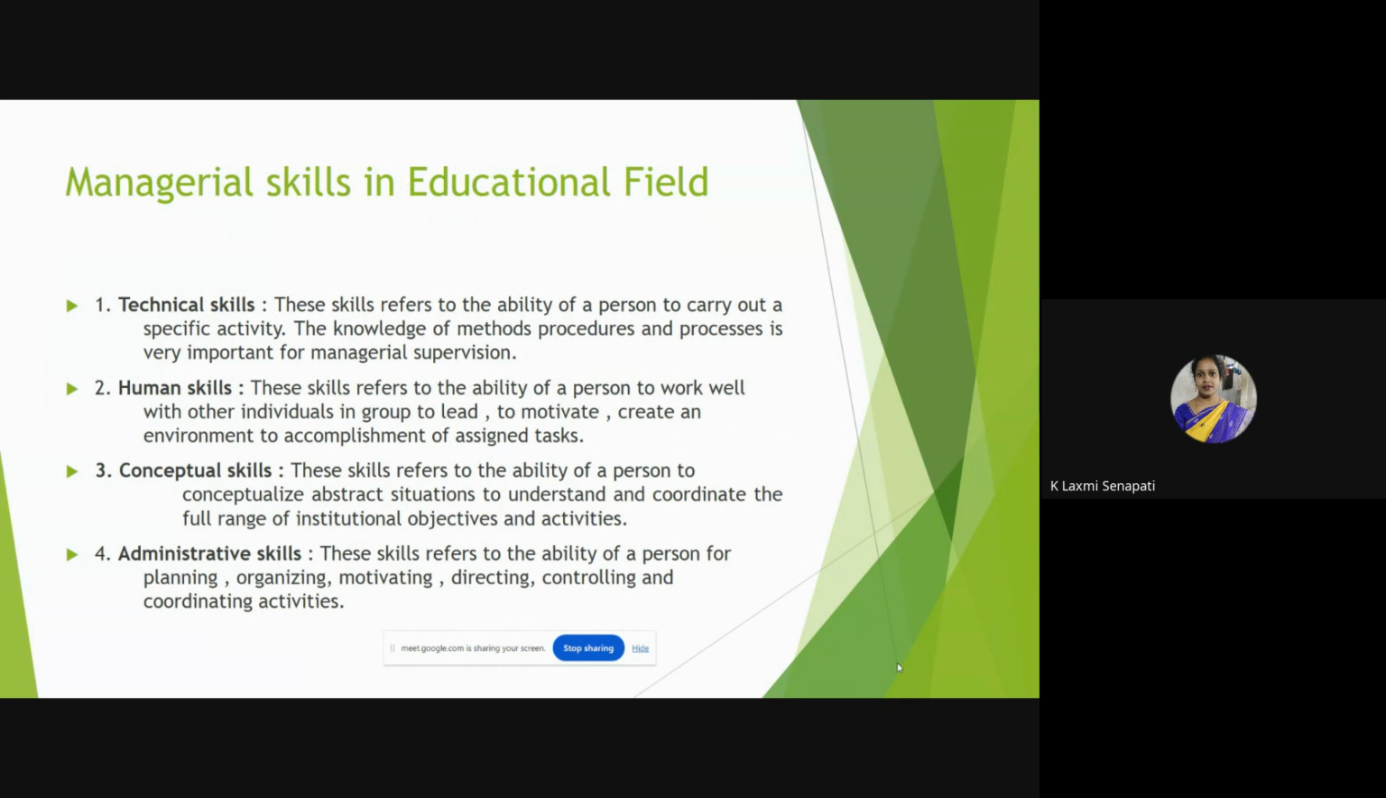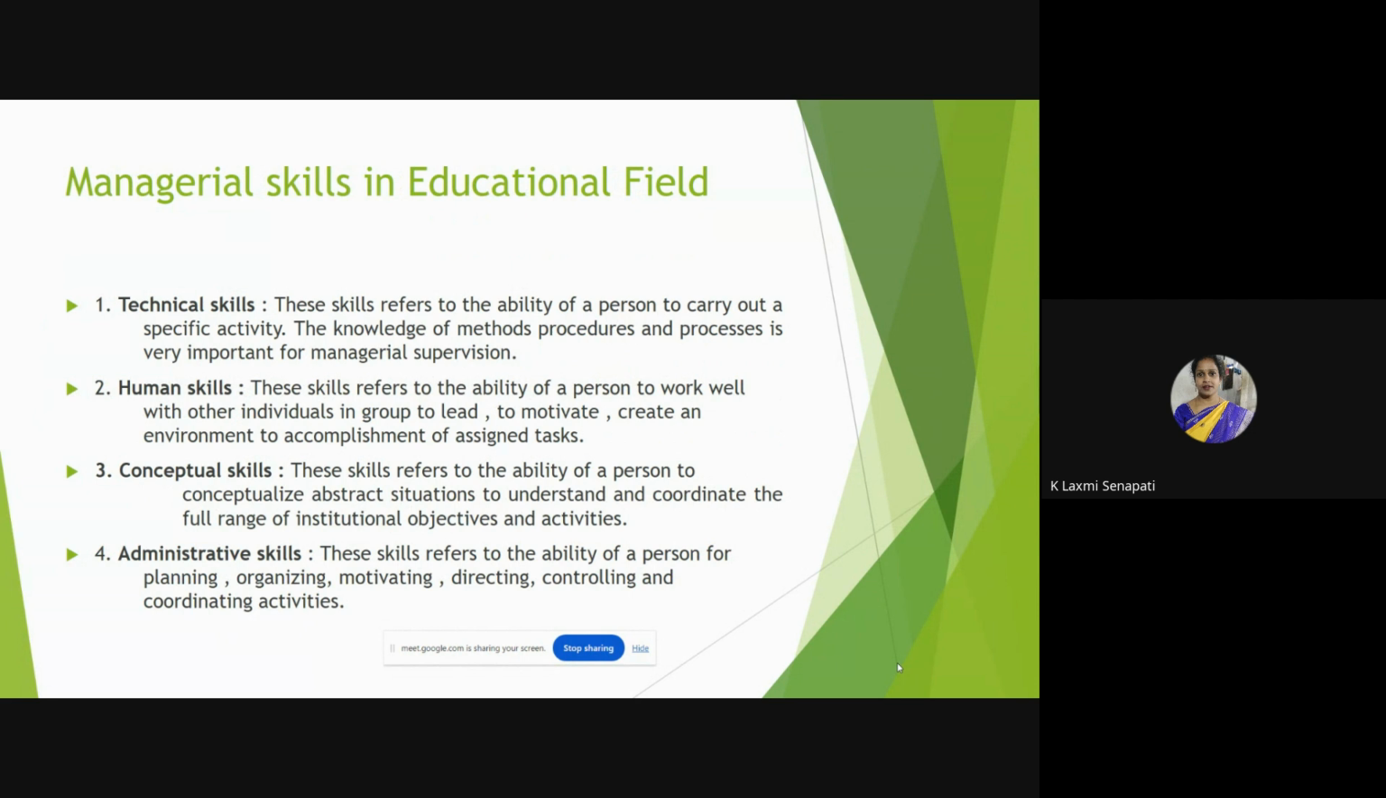We can apply those skills in four different ways: technical skills, human skills, conceptual skills, and administrative skills. Here you see the technical skills. Technical skills refer to the ability of a person to carry out a specific activity. The knowledge of methods, procedures, and processes is very important for managerial supervision.